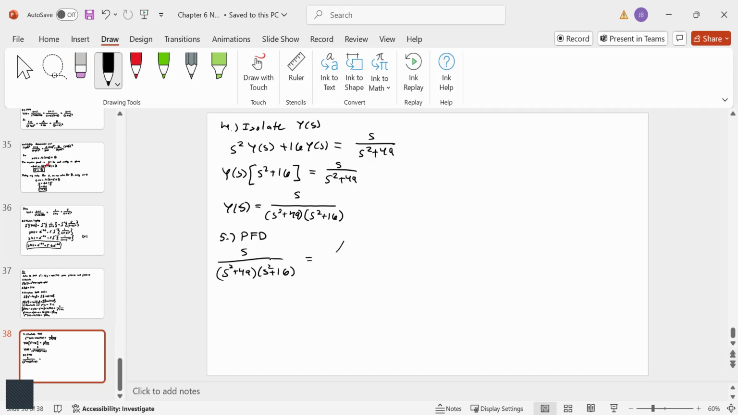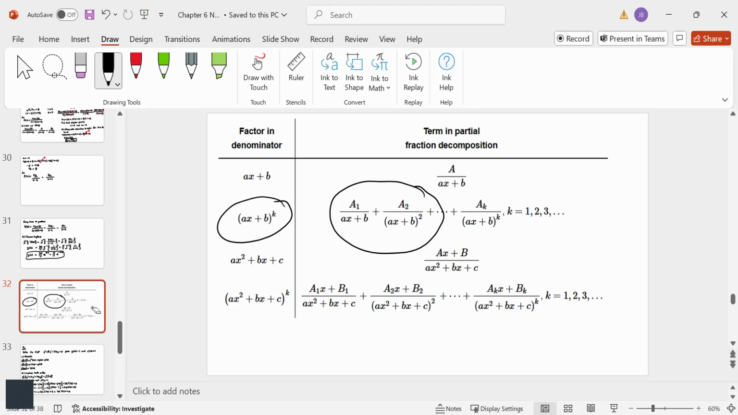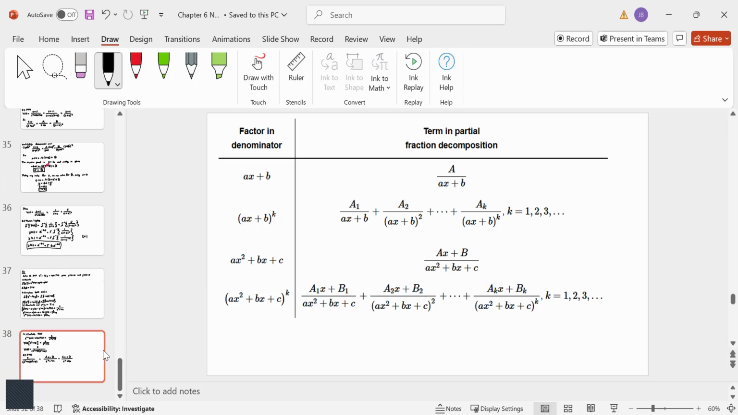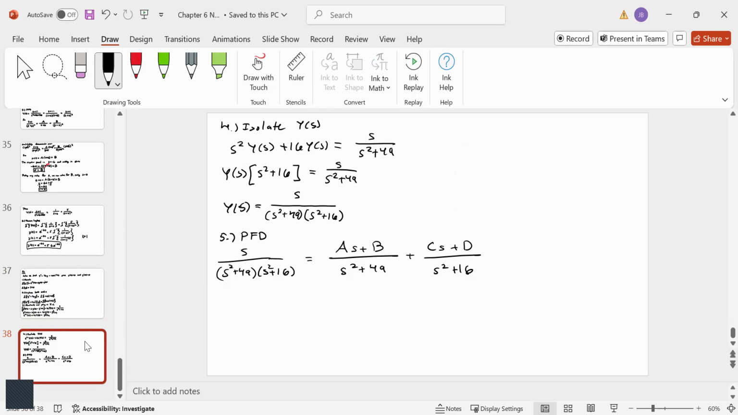And it's going to be equal to (as + b) over (s squared + 49) plus (cs + d) over (s squared + 16). Again, how did I get that? Look right here: ax squared plus bx plus c, ax plus b over ax squared plus bx plus c. B is 0, so there is no bx term, but that's where it comes from, right? So again, the last one, they will not give it to you on the exam. If you ever saw that on an exam, just skip that problem and do it at the end. It'll take a long time.